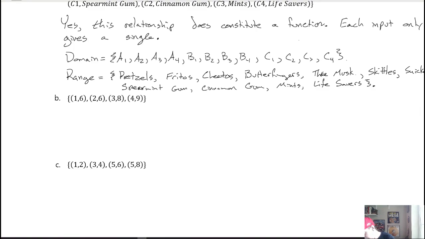All right, so here I have a set of points. The first point's (1, 6), the second is (2, 6), the third is (3, 8), the fourth is (4, 9). What we notice is that the number 1, that first input, only outputs 6. The number 2, the second input, only outputs 6. The number 3 only outputs 8, and the number 4 only outputs 9. So no input outputs more than one thing. Yes, it's true that 6 can be gotten to in 2 different ways, but each input only has one output. So yes, this is a function.